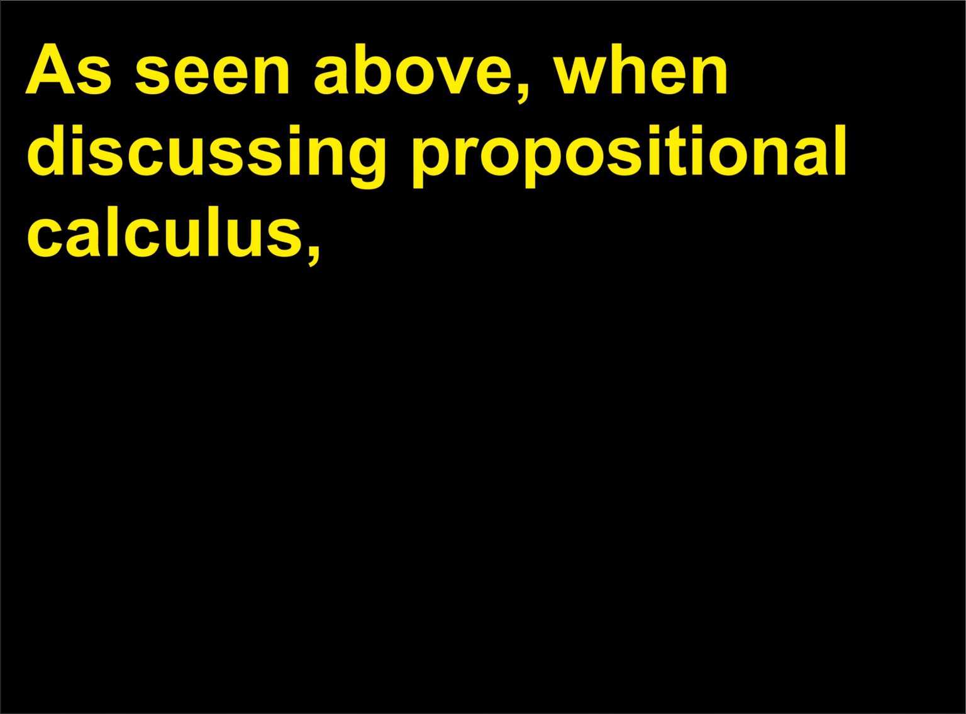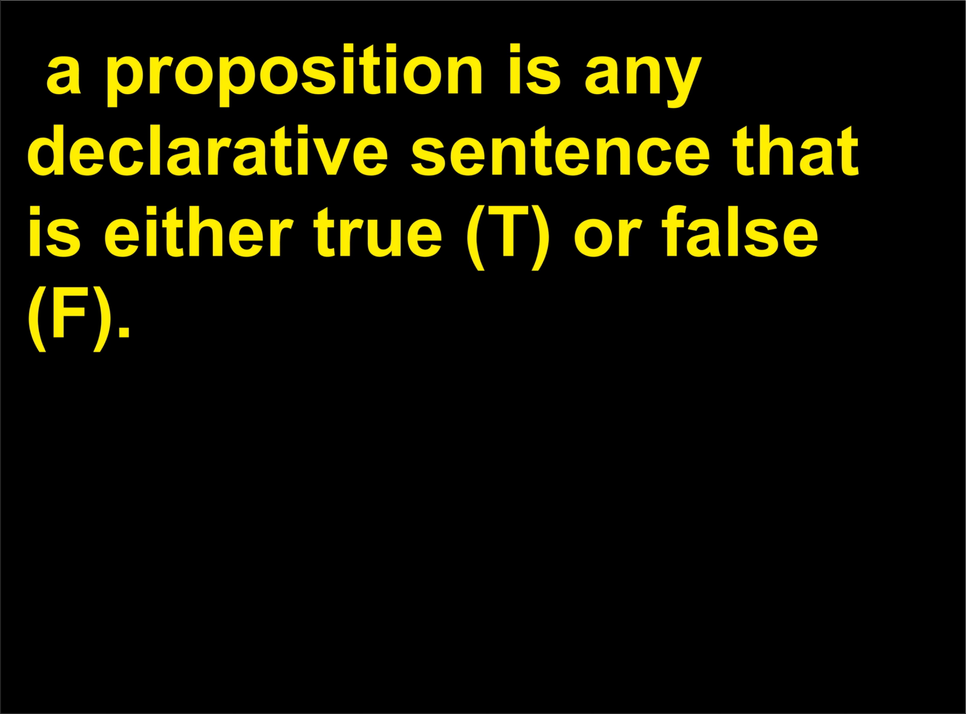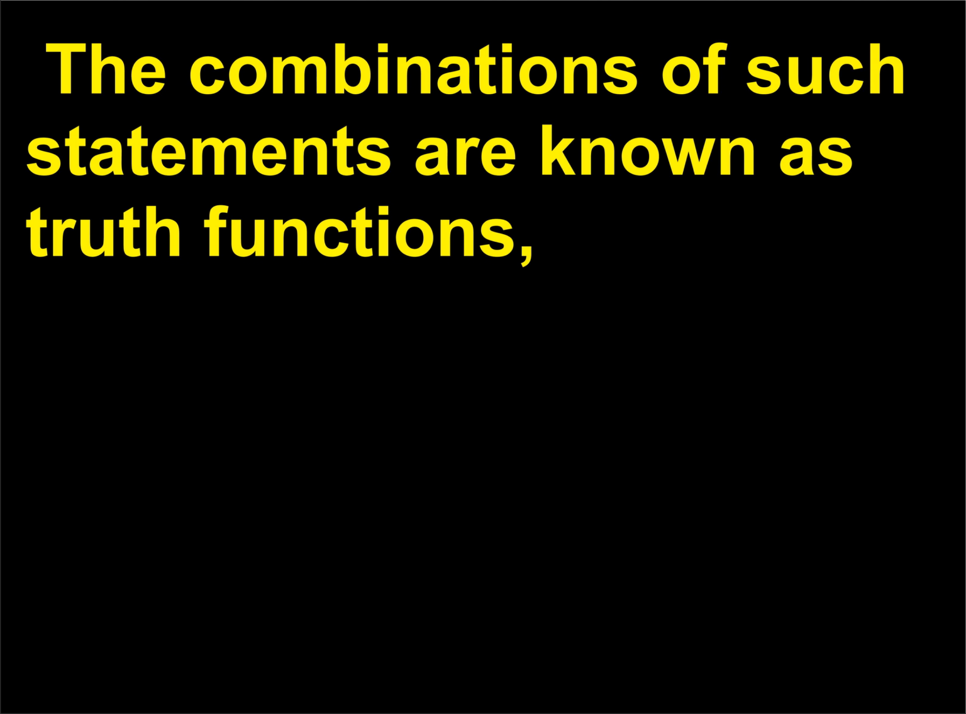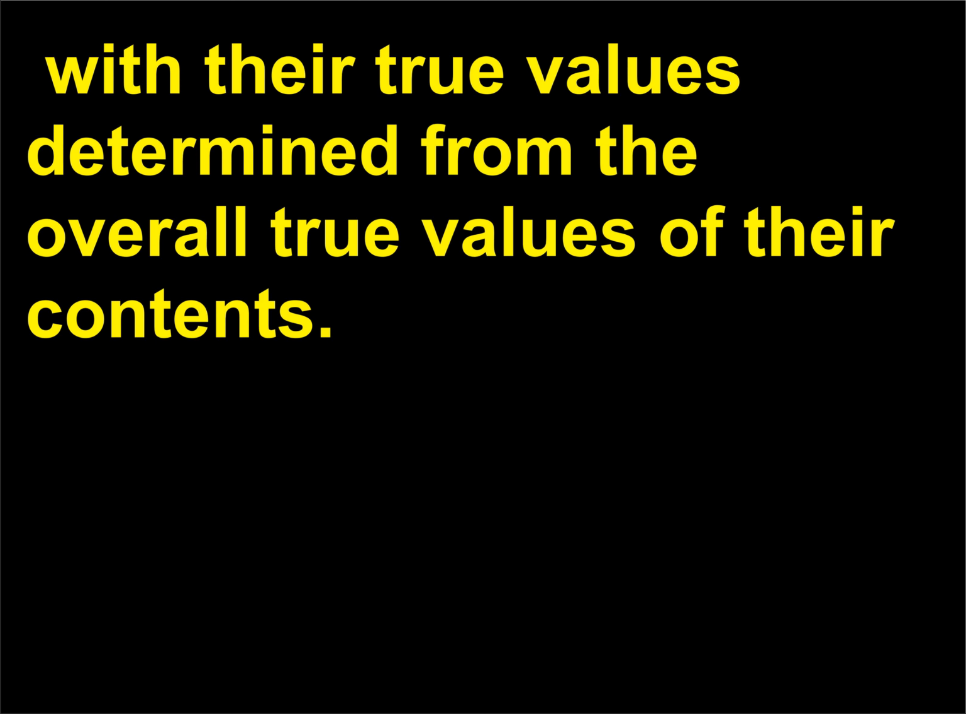As seen above, when discussing propositional calculus, a proposition is any declarative sentence that is either true, T, or false, F. Mathematicians refer to T or F as the truth value of the statement. The combinations of such statements are known as truth functions, with their truth values determined from the overall truth values of their contents.